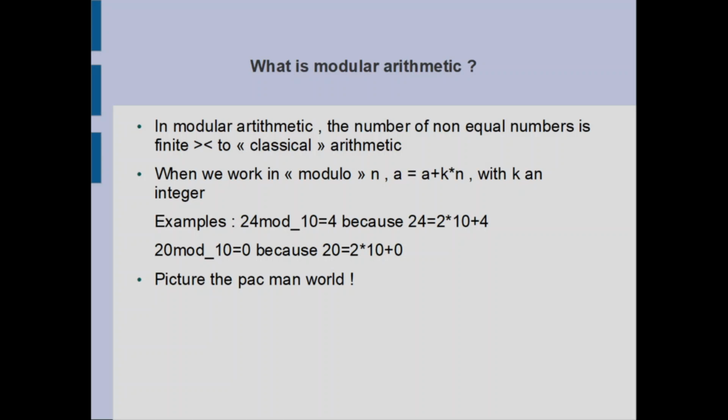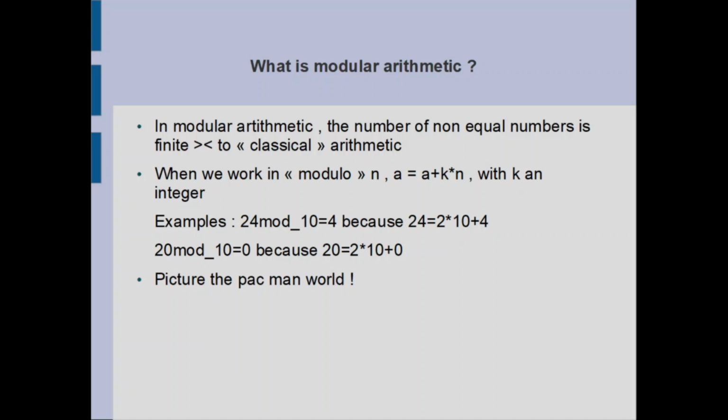So you see, we have a limited number of non-equal numbers. If we work in modulo 10, we have only 10 numbers that are not equal. Another example, 20 modulo 10 equals 0. Why? Because 20 equals 2 times 10 plus 0.